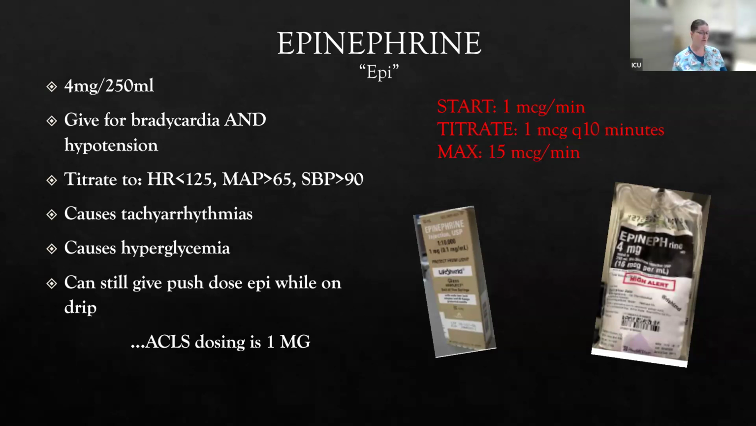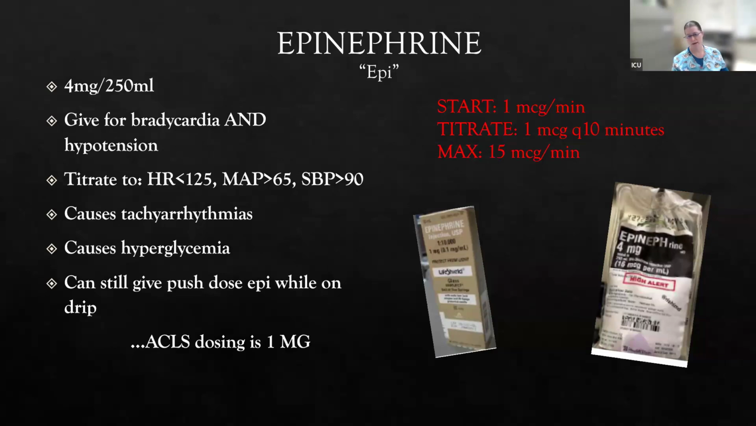And you can still give the push dose epi while they're on the drip. So let's say your patient is on an epi drip and they cardiac arrest, you can still ACLS dose them at 1 milligram. The picture of the box is the ACLS box that the epi generally comes in. Of course, it's going to depend on your facility. Notice it's 1 in 10,000. It's the high dose stuff.